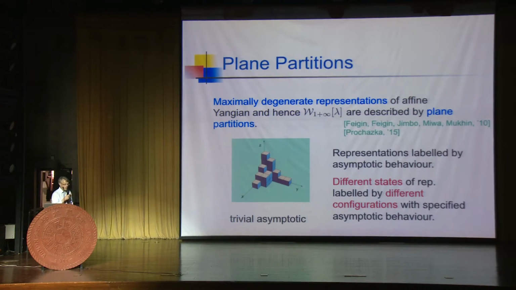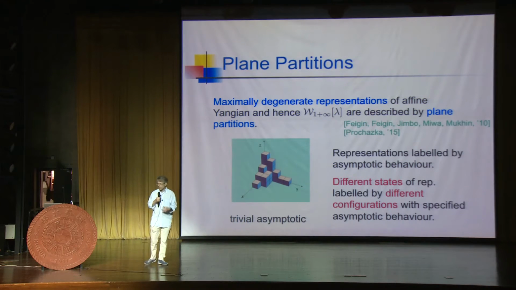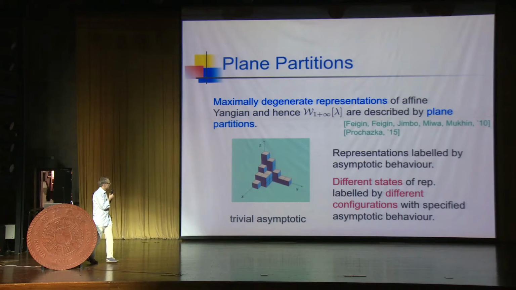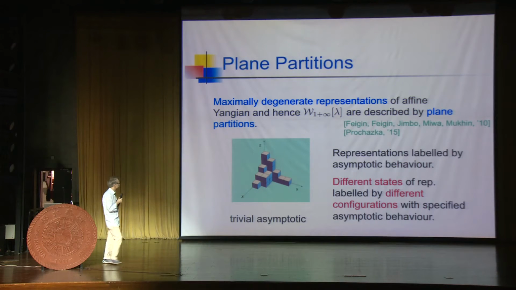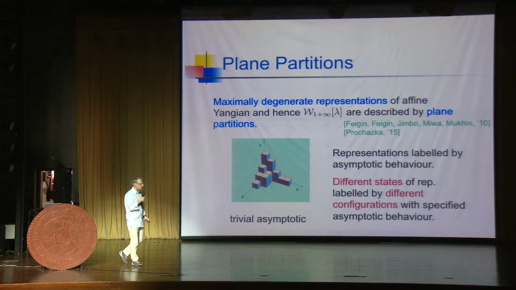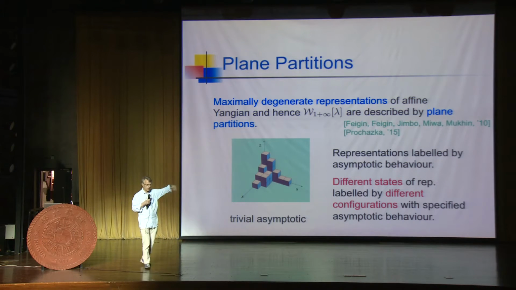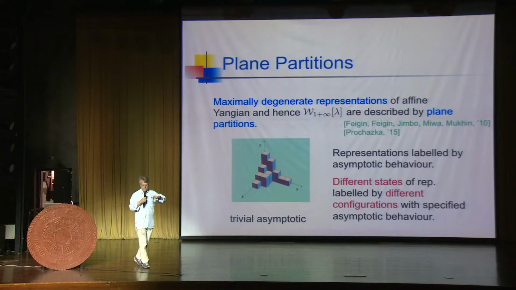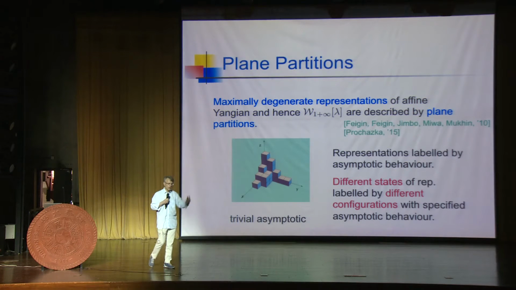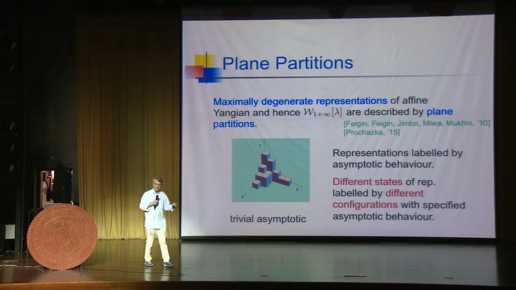Now the other thing I wanted to explain to you is that this leads to a very neat way of describing the representations of this W infinity or W1 plus infinity algebra. The idea is that the maximal degenerate representations of the affine Yangian, and hence of this W1 plus infinity algebra, are described by plane partitions. Plane partitions are boxes that you stack in the corner of a room in such a way that they don't fall down in any of the possible directions. And the different representations are labeled by the different asymptotics in the three directions of your room, whereas the different states in a given representation correspond to the different box configurations.